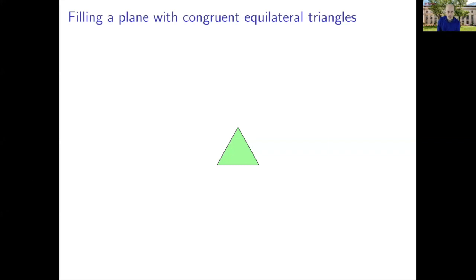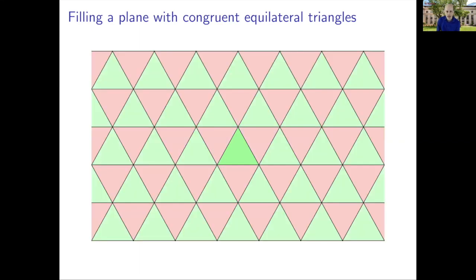I think you all know that you can fill the plane by taking congruent copies. Congruent just means it has the same shape and size. So you can fill it like this. Don't worry about the color. The point is that all these triangles are the same shape and size. They're just maybe rotated or translated around. But yeah, you can fill the whole plane that way.